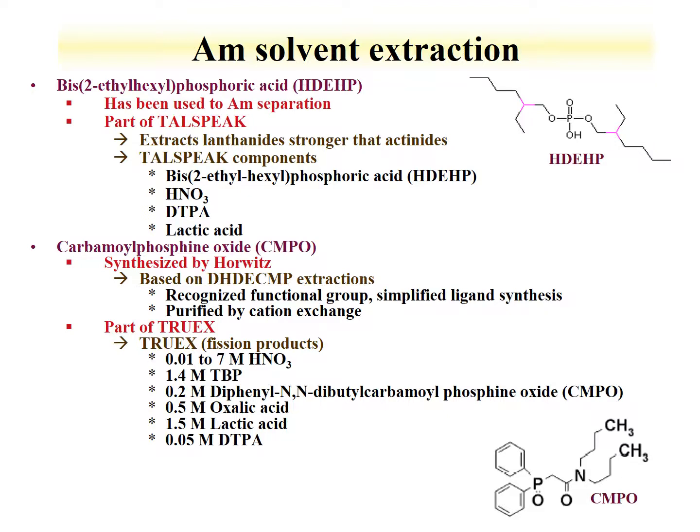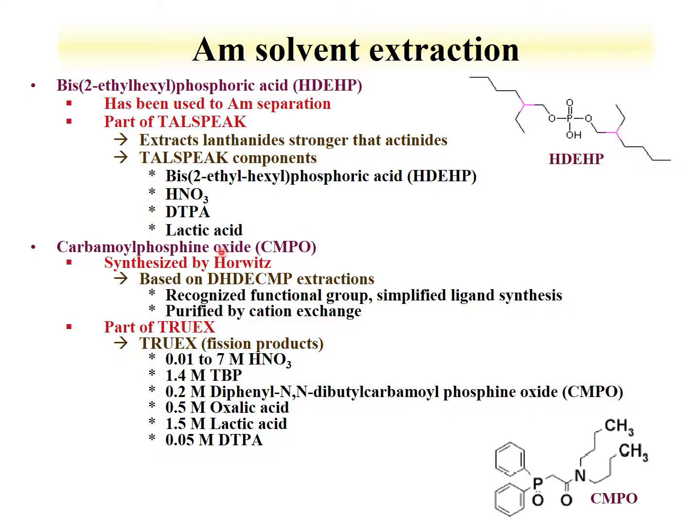Other solvent extractions that are used for americium include HDEHP. This is part of the TALSPEAK process, which you can look at. You can look up some links on the separations page, and it will be part of the separations presentation. TALSPEAK uses HDEHP, nitric acid, DTPA, and lactic acid. So this organic, the HDEHP, is shown here. It goes into the organic phase. The DTPA, diethylene triamine pentacetic acid, remains in the aqueous phase, and lactic acid is used as a buffer.